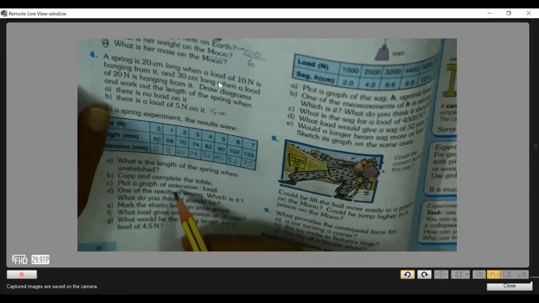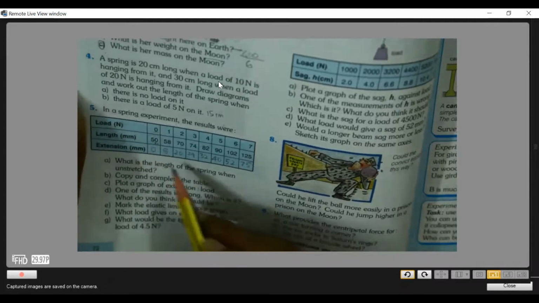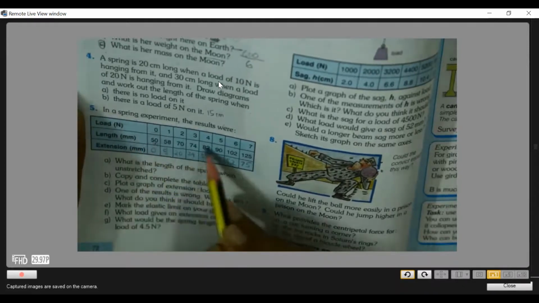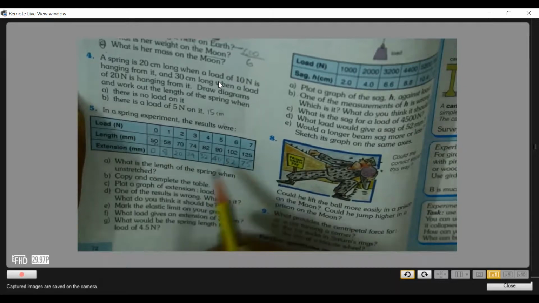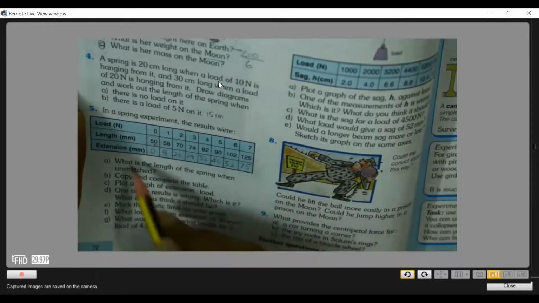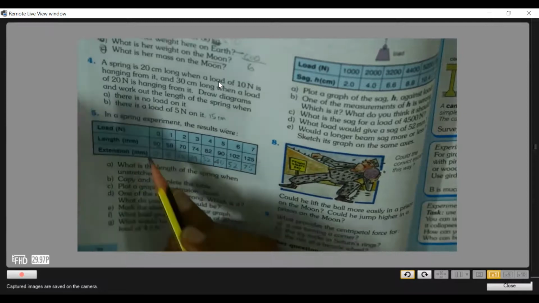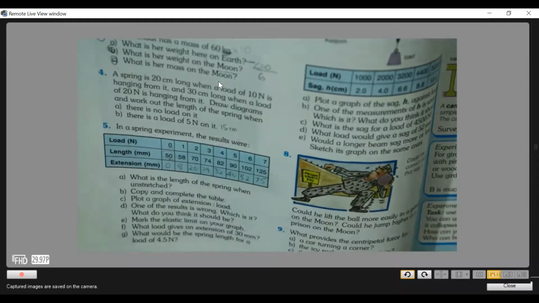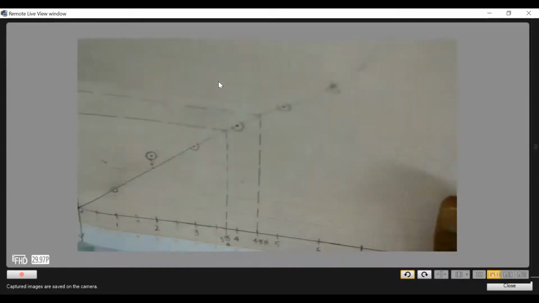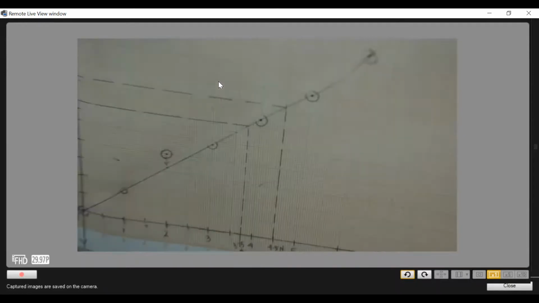Now, if they said length against load, then you would be using these values, length. But they asked you to plot a graph of extension against load. So now I have plotted this. This is question number 5, right? So again, be careful.